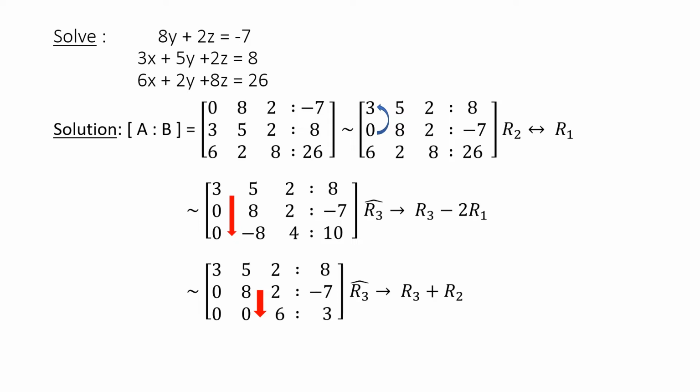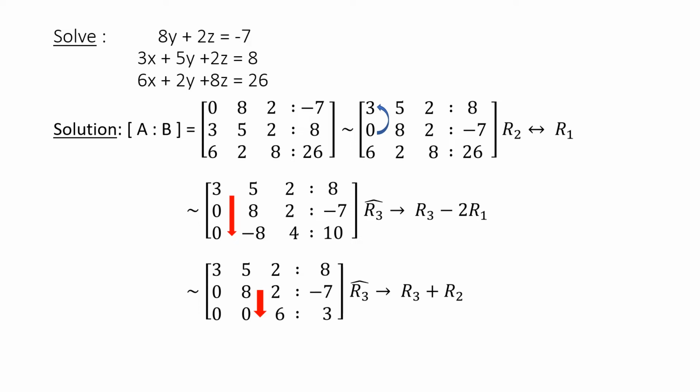Let us consider another example. 8y plus 2z is equal to minus 7. 3x plus 5y plus 2z is equal to 8. 6x plus 2y plus 8z is equal to 26. Now, directly you write the augmented matrix: 0, 8, 2, minus 7; 3, 5, 2, 8; 6, 2, 8, 26.